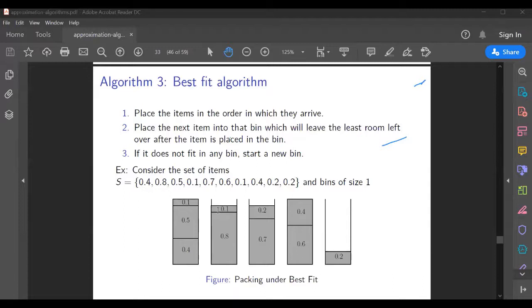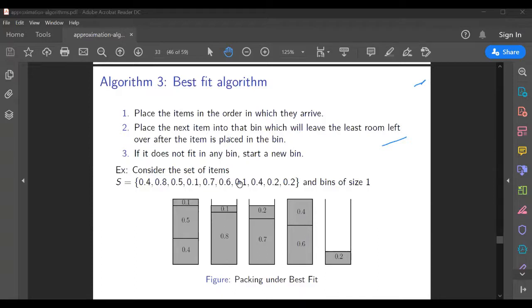But the thing is, how much is remaining? Here you will have one remaining, whereas here you will not have anything remaining. So I prefer to put it here rather than in the second bin. Is it okay? Then 0.7, obviously it cannot fit here, so open a new bin. 0.6, I cannot fit in here, so you open a new bin.